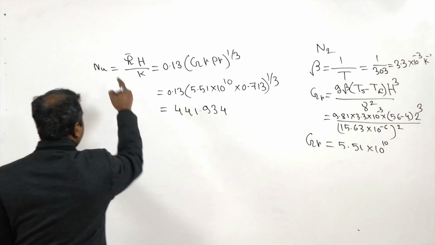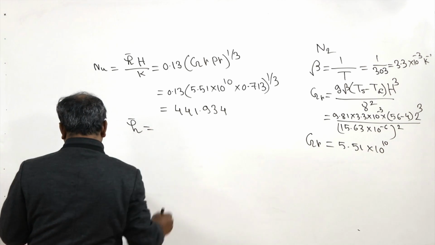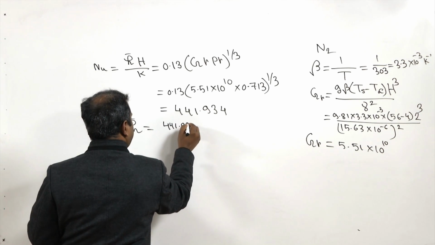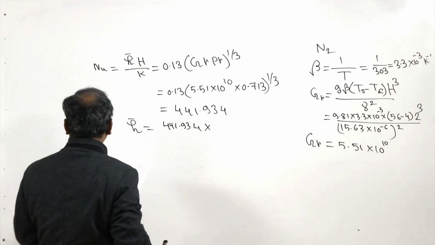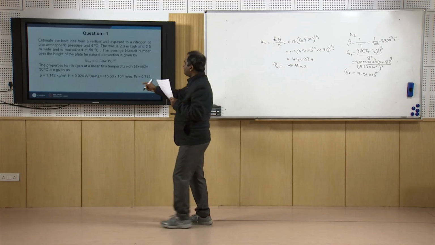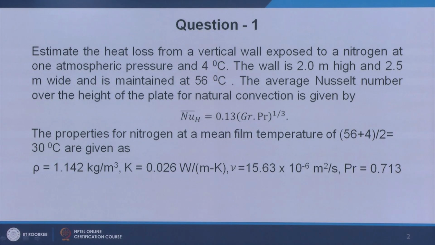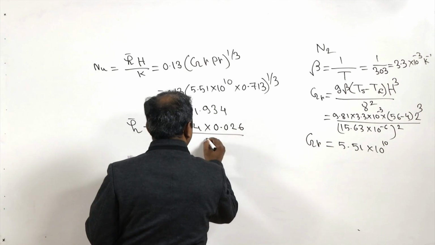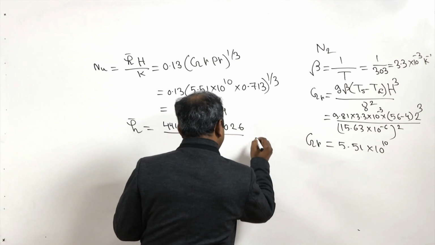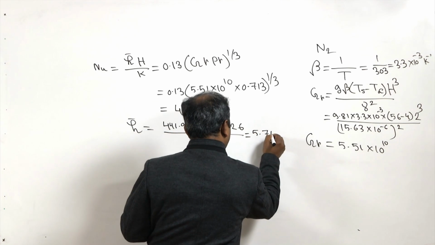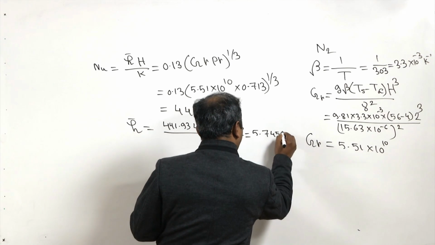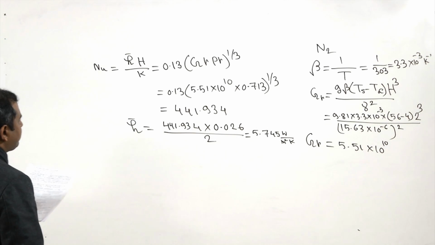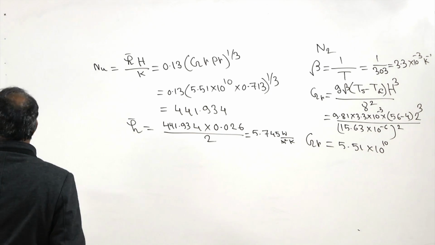Now, if you evaluate the value of the heat transfer coefficient, h bar will be the Nusselt number 441.934 into k. k is also given in the sum at mean temperature as 0.026, divided by H, which is 2 meter. If you do so, h comes out to be 5.745 watt per meter square Kelvin. So, this is the average heat transfer coefficient we have found out. Now, let us try to find out what is the heat loss.